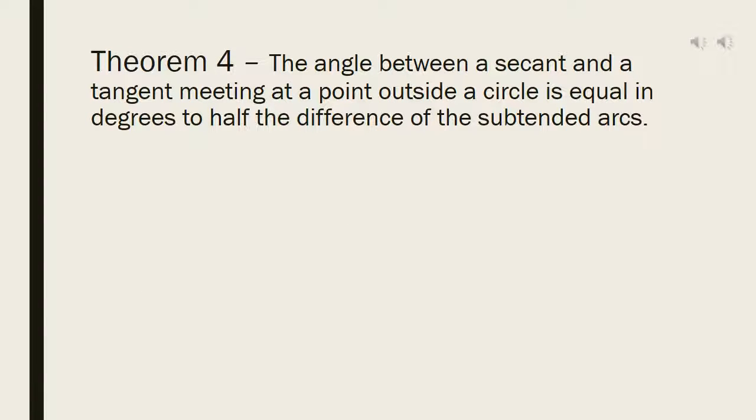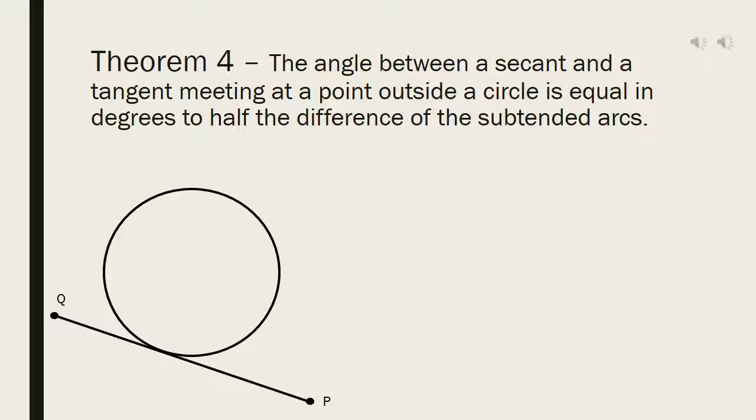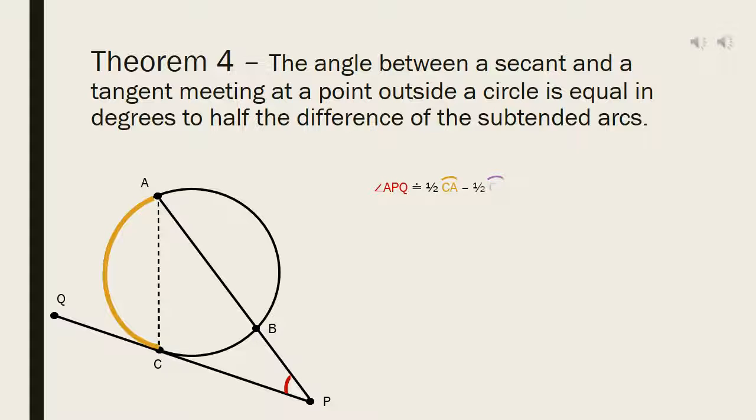Finally, we have reached Theorem 4, which states that the angle between a secant and a tangent meeting at a point outside a circle is equal in degrees to half the difference of the subtended arcs. So if we draw a circle and draw a tangent QP, which intersects the circle at point C, and we draw secant AP, which intersects the circle at point B, we can also draw a chord AC, and I'm just going to draw that with a dotted line. So essentially what we want to show is that angle APQ is equal in degrees to 1/2 CA minus 1/2 CB, and that's arc CA and arc CB.